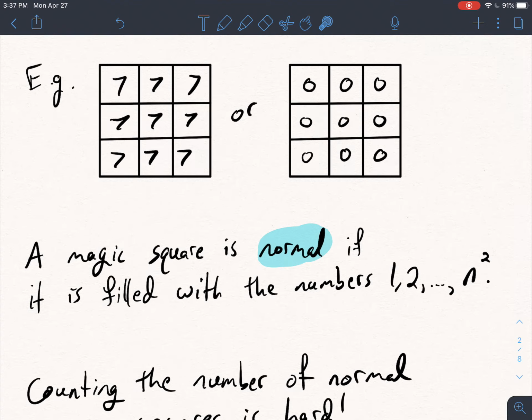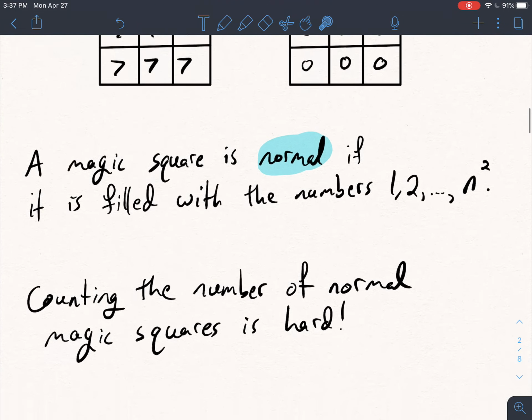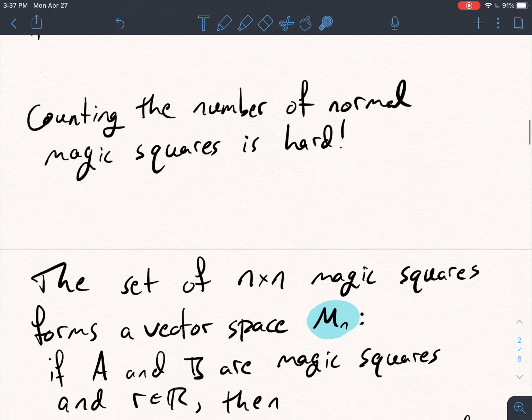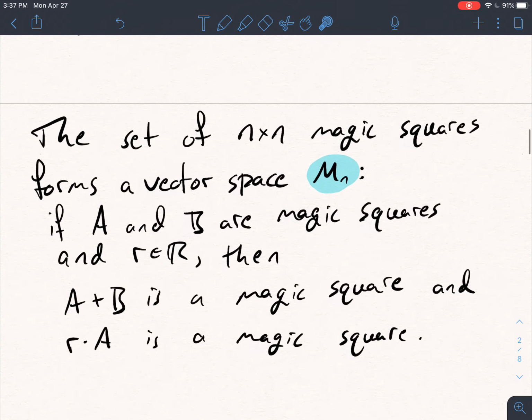Okay. Well, you might immediately see that the number of 3 by 3 magic squares is infinite already, just because if you look at this example, you could have a magic square with all entries being 0, all entries being 1, all entries being 2, 3, 4. So already there are infinitely many that you can count right there. So what do we mean by counting them?